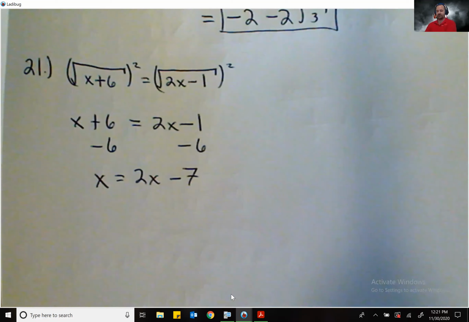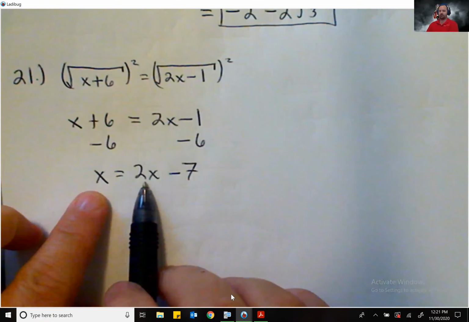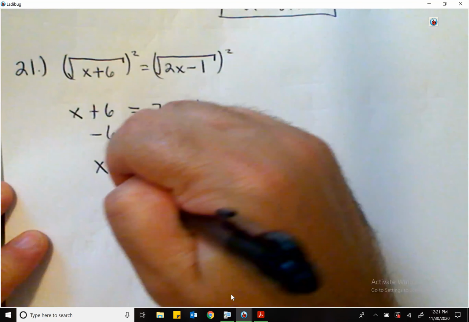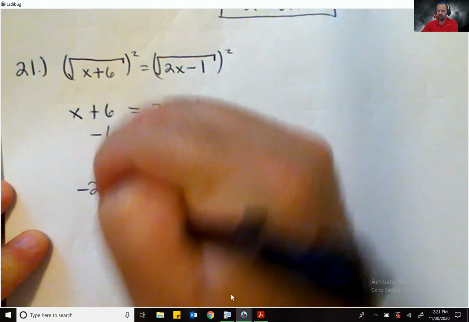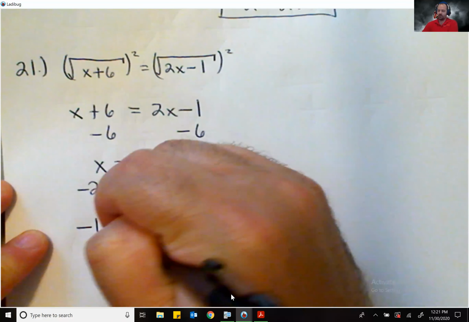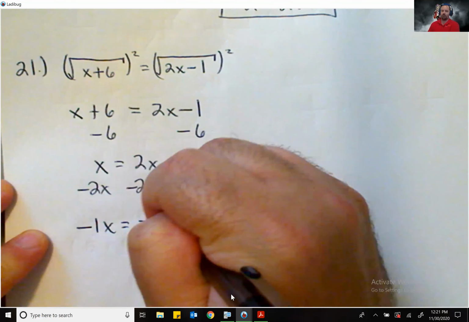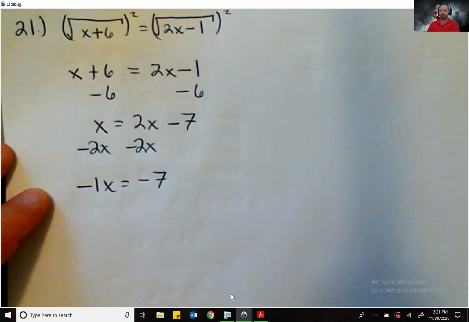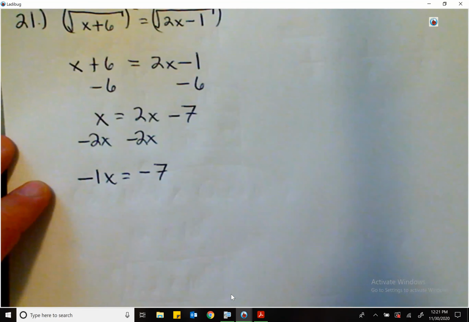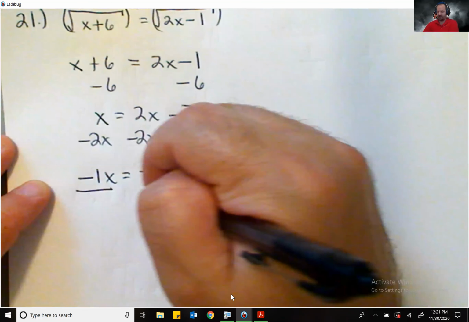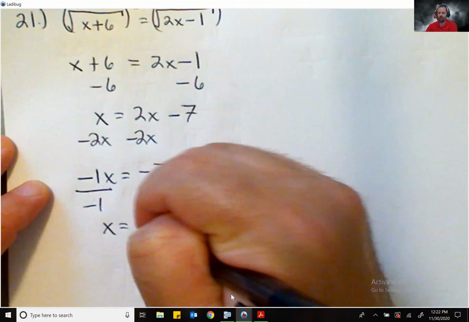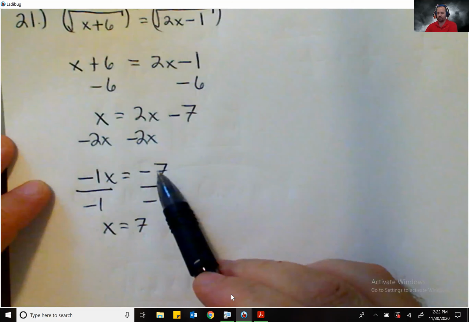You've got to get your x's all on one side. Subtract the 2x. Subtract the 2x. So that'll give us negative 1x equal to negative 7. Now what? Divide by negative 1. Now do your division. There you go. So x is equal to 7, because negative 7 divided by negative 1 is positive 7.